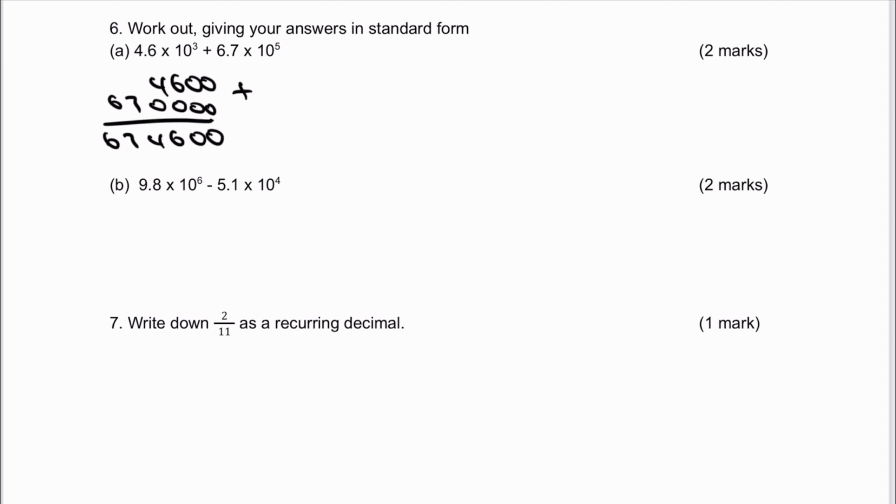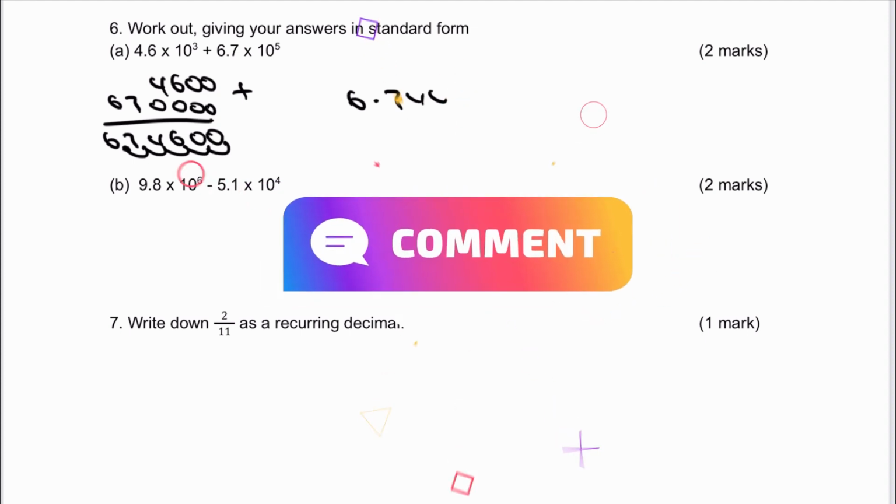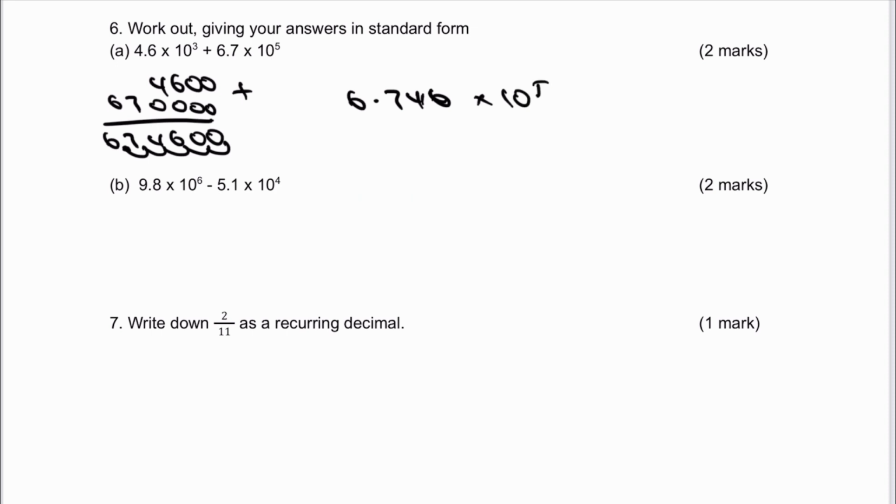So if you notice, in standard form, the first number is always between 1 and 9. So I need to put my decimal point actually here, which means I've moved it 1, 2, 3, 4, 5 places. So my actual answer will be 6.746 times 10 to the power of 5, and that would be the answer to that particular one. Okay, hopefully that's all right for you.